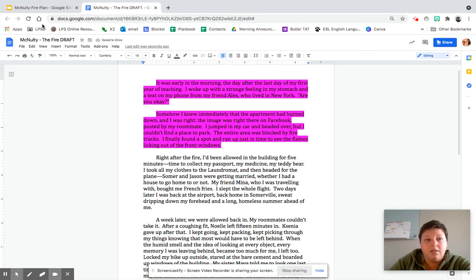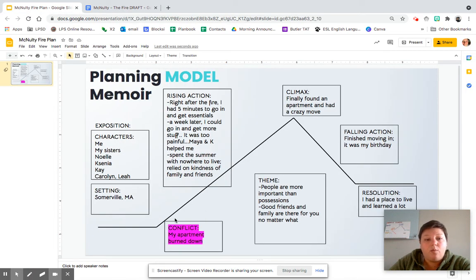So, this part here, right at the beginning, I'm setting up my conflict. Then, as I look on my plan, what comes after conflict? Rising action. So, I have three pieces of rising action in my plan: the moment right after the fire, the time a week later, and then how I spent the summer with nowhere to live. Okay. So, each piece of rising action is going to wind up being at least a paragraph in my actual memoir.